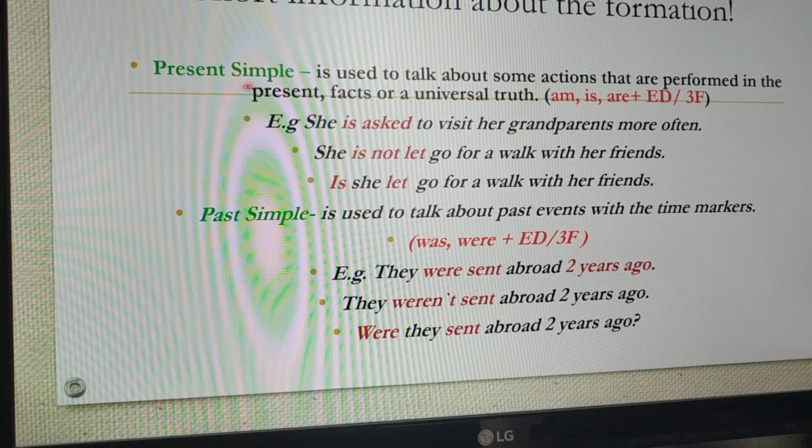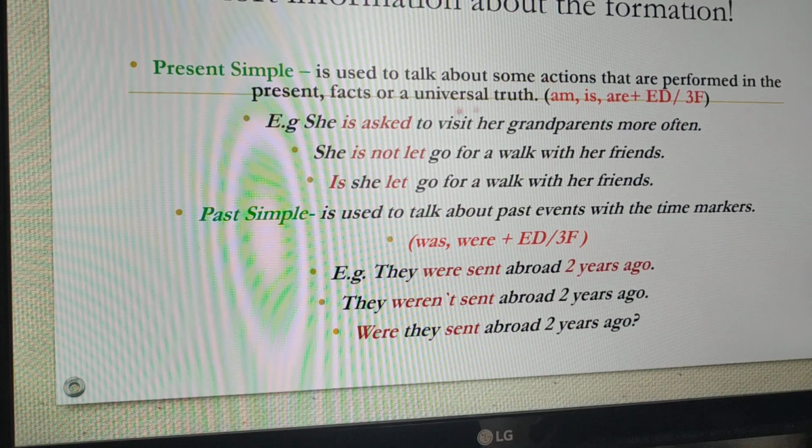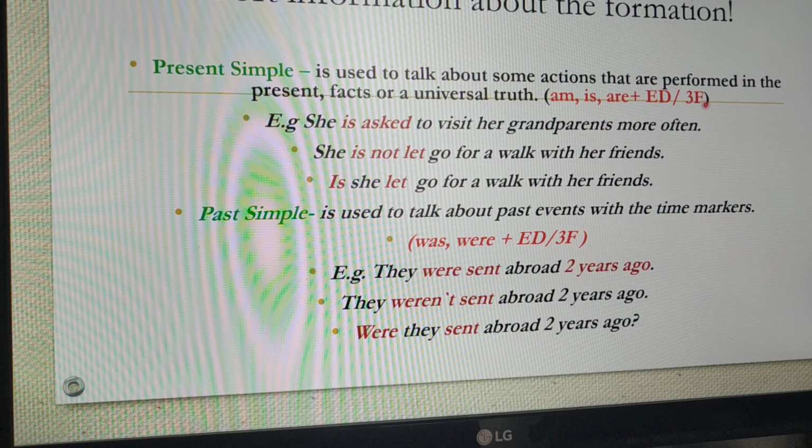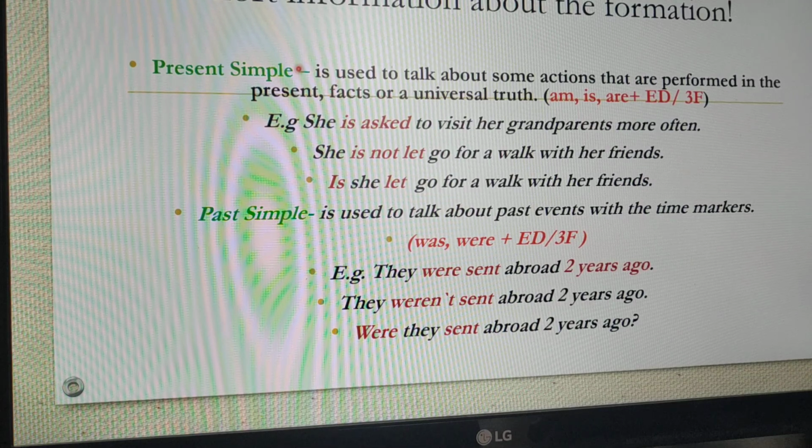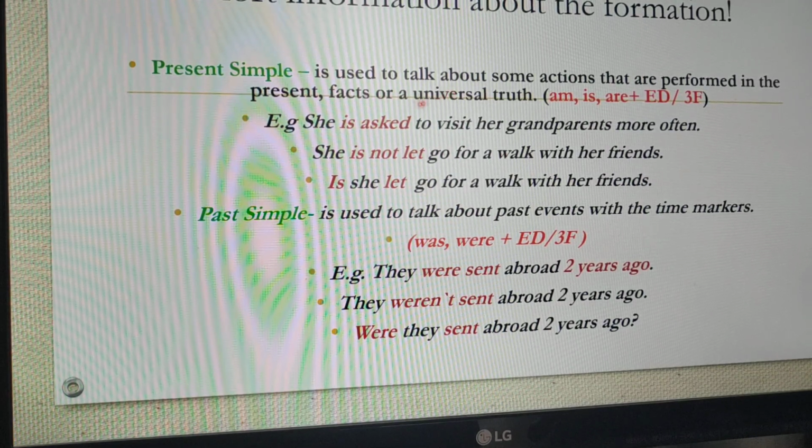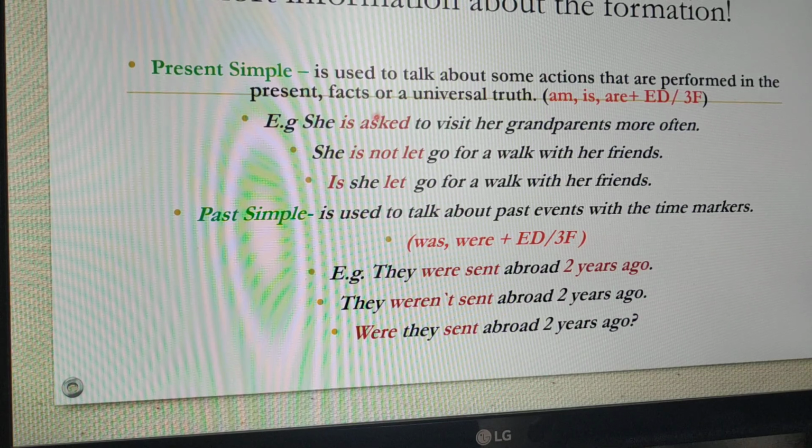Let's start with present simple. Present simple is used to talk about some actions that are performed in the present, facts or a universal truth. And again, I have written here the formula in order not to forget it. Present passive is used, of course, when we talk about the present time. And here are some examples, in the positive, negative, and question.